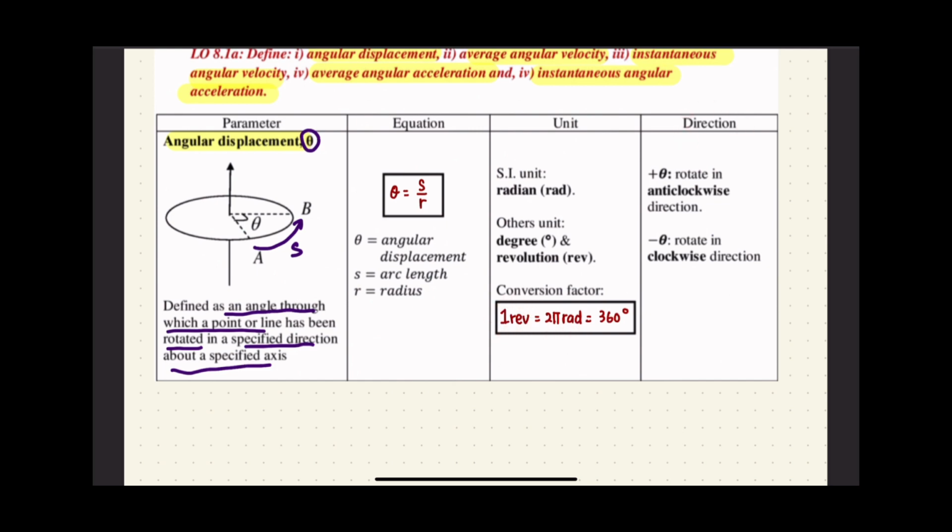How about direction? If it rotates anti-clockwise, from A rotated to B, we consider theta as positive. If it rotates in clockwise direction, from B to A, then theta will be negative. So far direction is no problem, because later we will use it based on torque. Torque is rotation, force on rotation. Okay, so next.